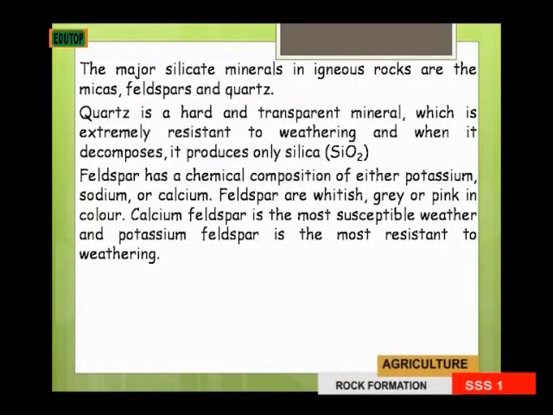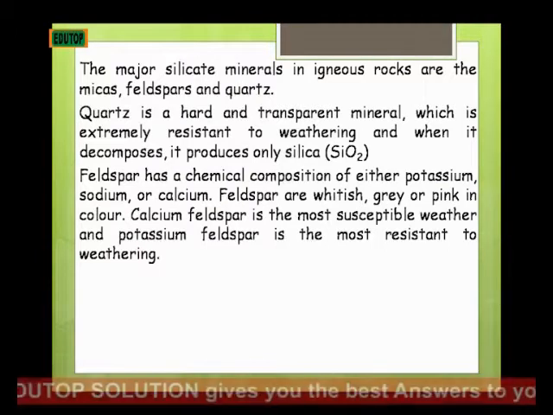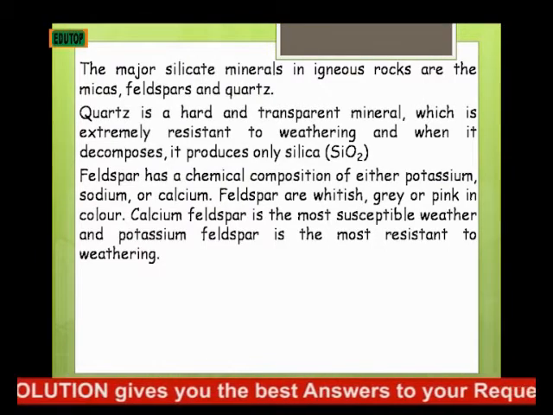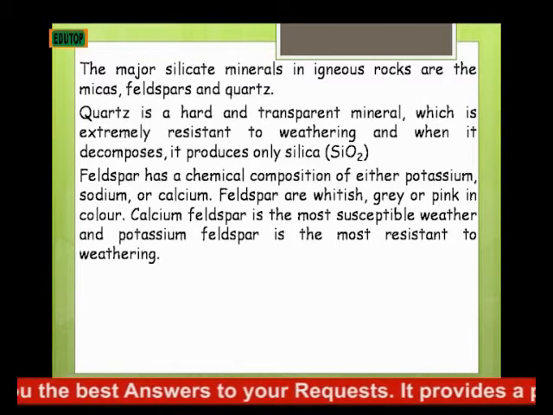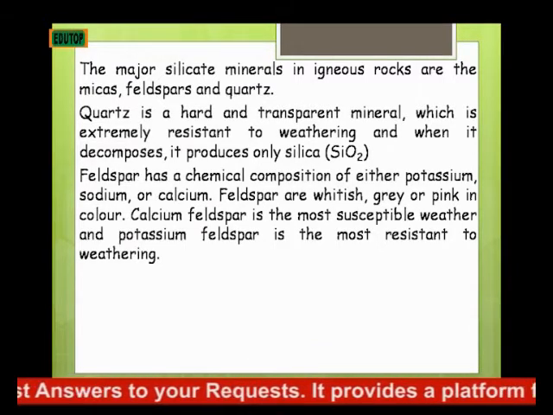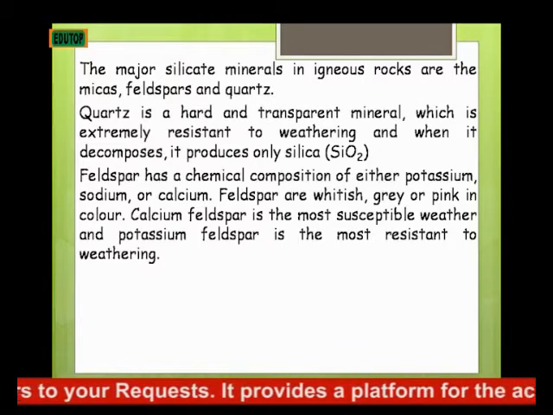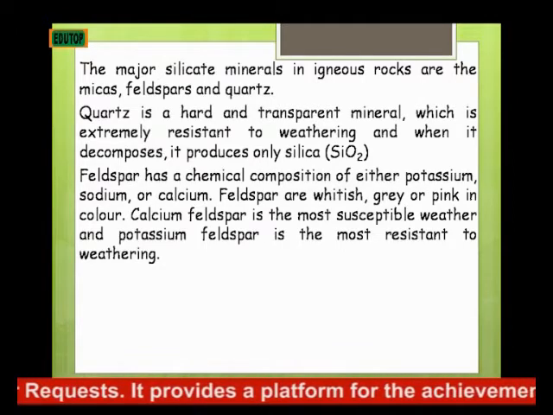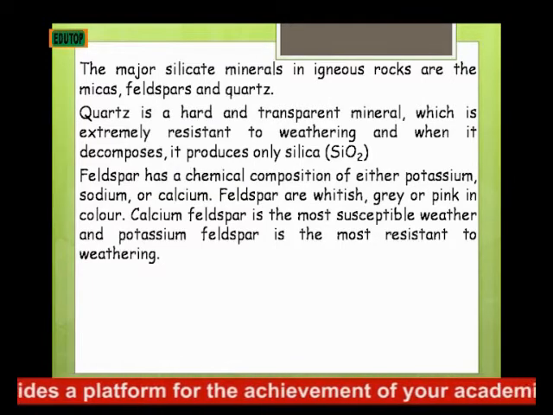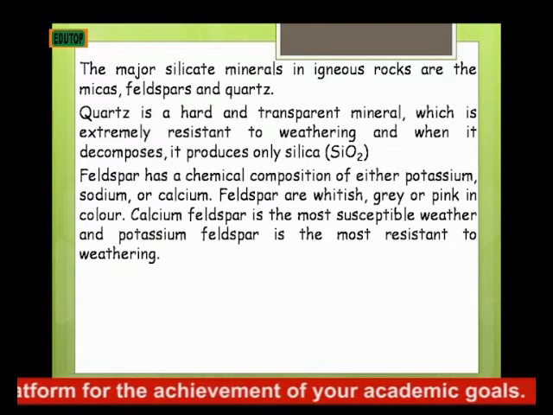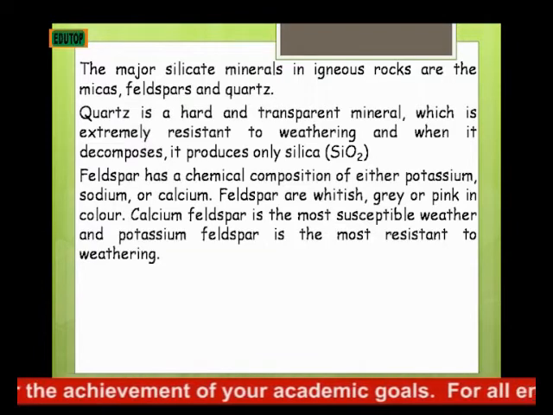The major silicate minerals in igneous rocks are the micas, feldspars, and quartz. Quartz is a hard and transparent mineral which is extremely resistant to weathering, and when it decomposes, it produces only silica, which is SiO₂, a silicon oxide.